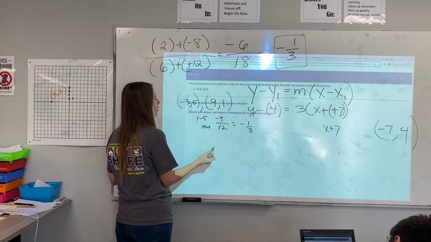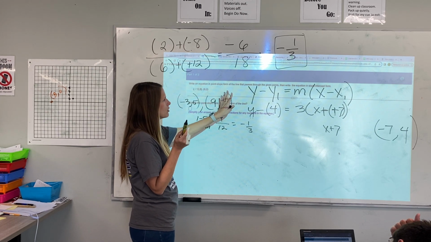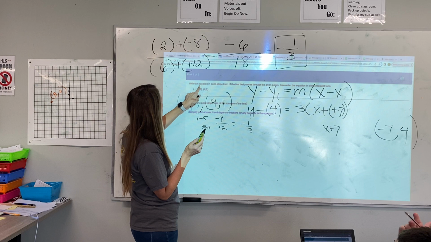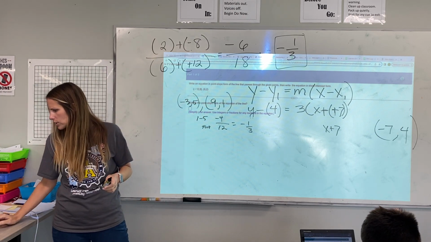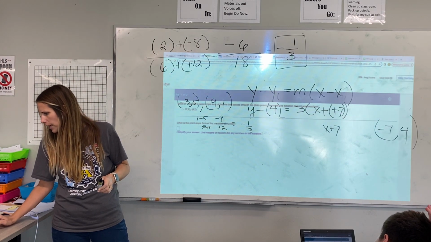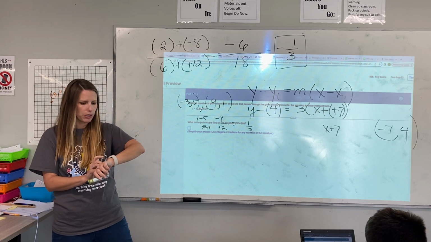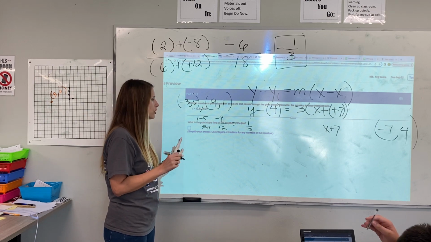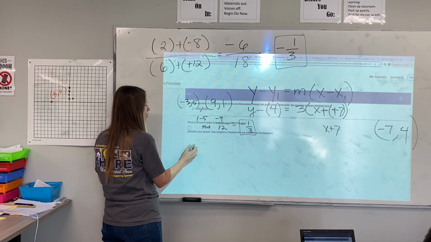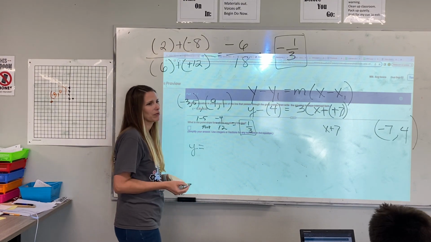Now, remind me, we're doing this in slope-intercept form, right? Number 9 on 2.2. It says write the equation in point slope form of the line, then write it in slope-intercept form. So you're on part 2. Okay, so we have our slope. So we have y equals.